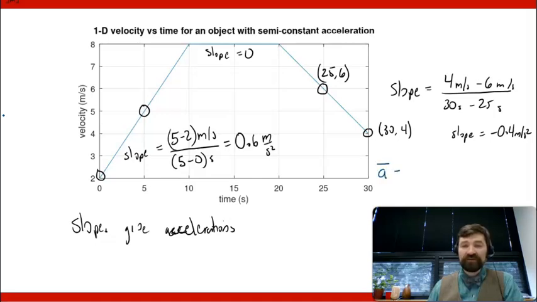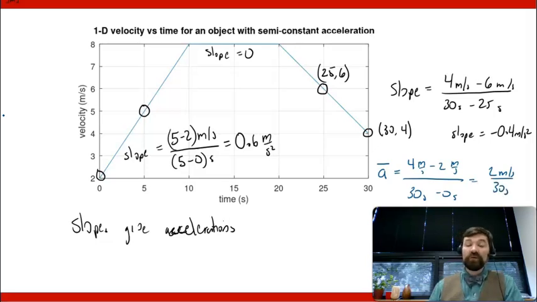And that would give me my average acceleration. So a average is 4 meters per second minus 2 meters per second, divided by 30 seconds minus 0 seconds. So that would be 2 meters per second over 30 seconds, or 1/15 of a meter per second squared. I think that comes out to maybe 0.066 repeating meters per second squared.